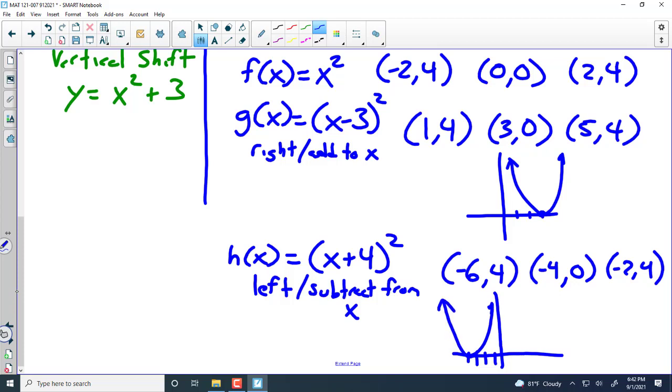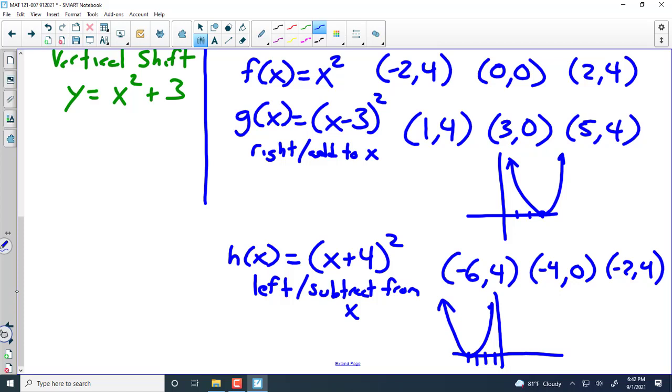On the outside, you're moving it up or down. And it makes sense. Plus means up, minus means down. On the inside, you're moving it left to right, and it's backwards from what you might think. Plus goes left, minus goes right. If you do not believe me, and you think I'm just making stuff up, that's okay. I probably wouldn't believe me either.